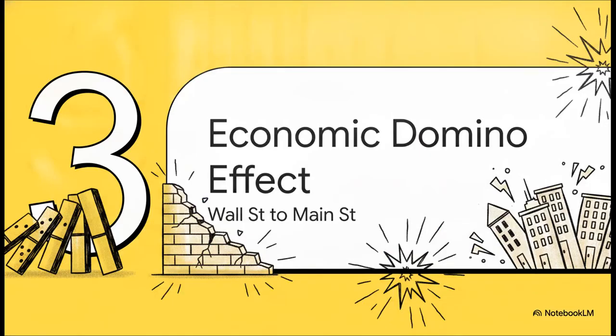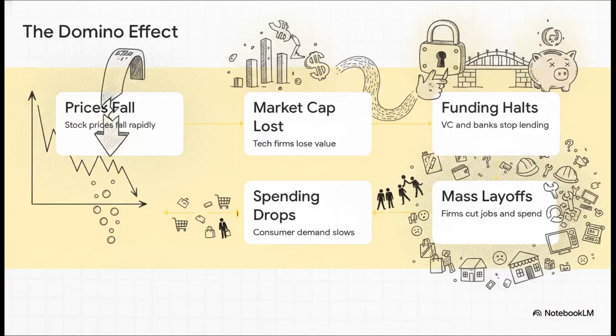Section 3, the economic domino effect. From Wall Street to Main Street. Let's see how this builds, because when that euphoria inevitably ends, the shockwaves absolutely do not stay on Wall Street. It starts with an initial shock. Maybe a prominent tech firm just misses its earnings, and boom, stock prices fall rapidly across the entire sector. Companies suddenly lose massive market capitalization, meaning their total value absolutely plummets.